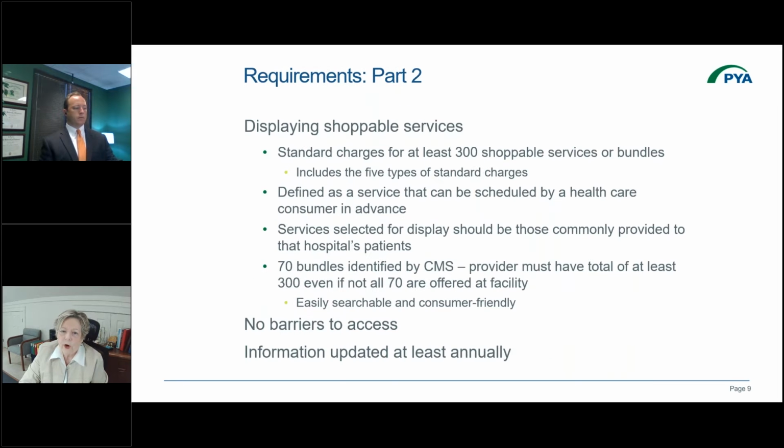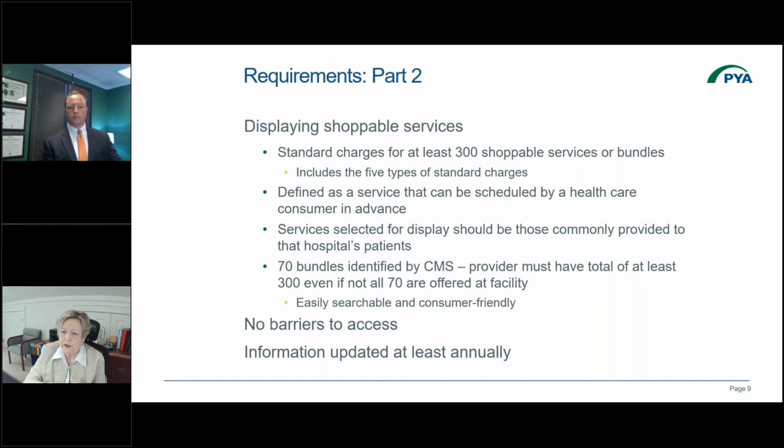We also had a requirement, also effective January of 2021, to post shoppable services. This was up to 300 shoppable services or bundle of services. Again, you're using your multiple charge levels. They call them charges, but they are really rates, negotiated rates, your de-identified minimums and maximums. And the items that you were required to post were those types of services that a patient would schedule in advance and that they might be shopping for.